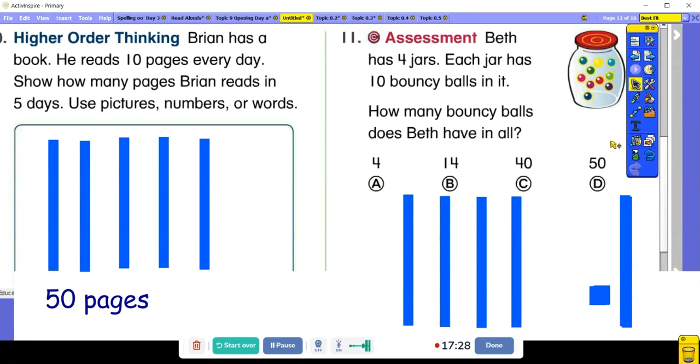And now we can count by tens. 10, 20, 30, 40. Do you see 40 in one of the given choices? Excellent. We would select C, 40.